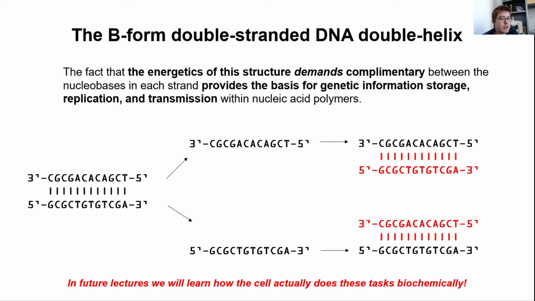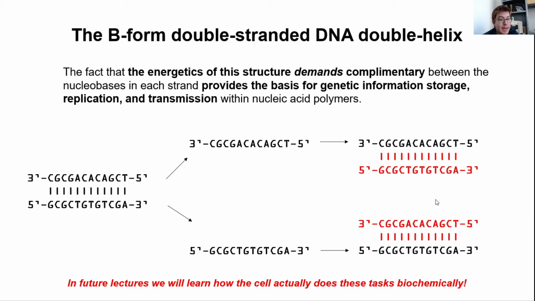And so the fact that the energetics of this structure demands complementarity between the nucleobases in each strand, that's what's going to provide the basis for genetic information storage, replication, and transmission within nucleic acid polymers. Because if we were to pull these two strands apart, we now know exactly what the other strand should be based on the complementarity between these base pairing interactions. So we know if we separate these strands that it should go G, C, G, C, T, G, T, G, T, C, G, A, just based on this strand alone.